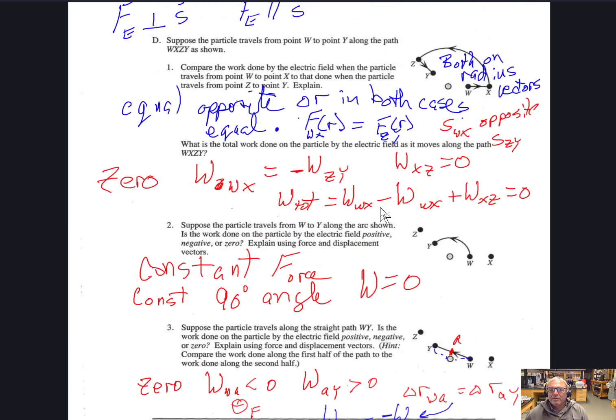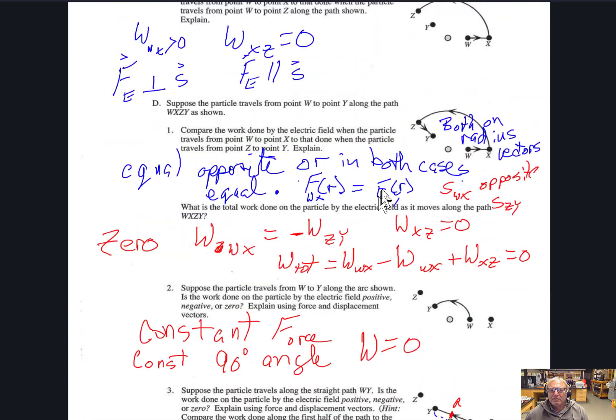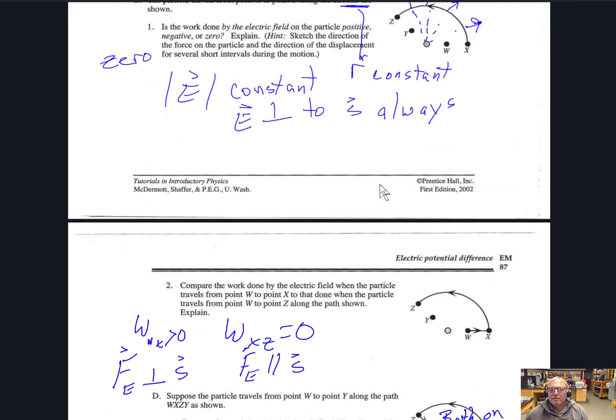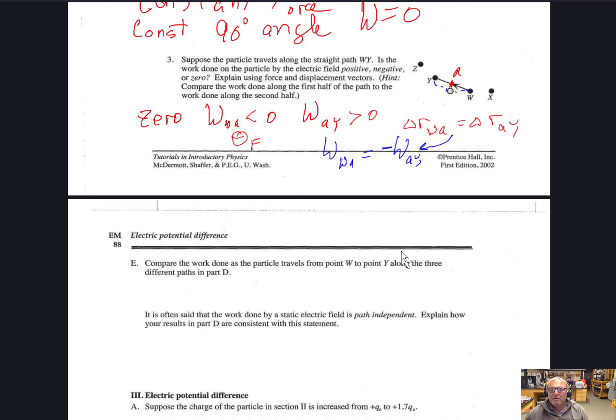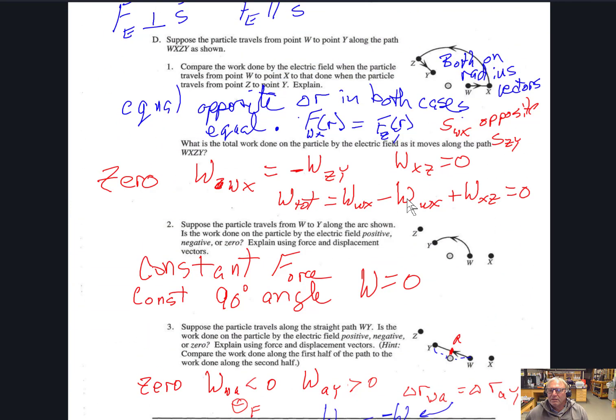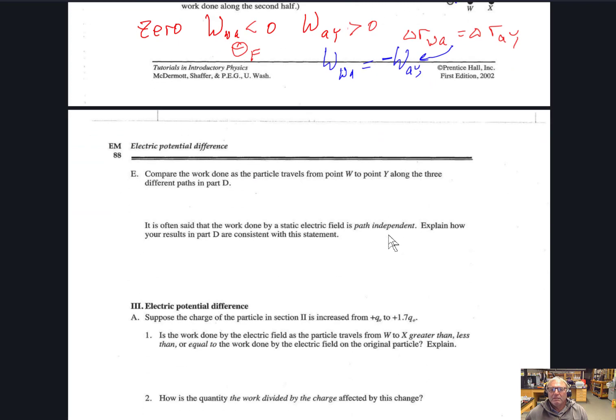All right, compare the work then. 3 different paths in part D. From W to point Y. All the same, and equal to 0. Well, duh, because all the same.